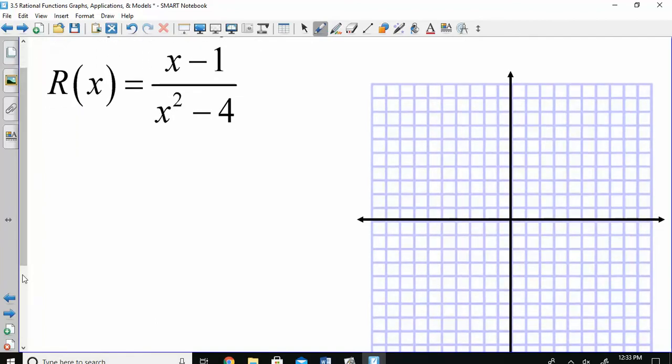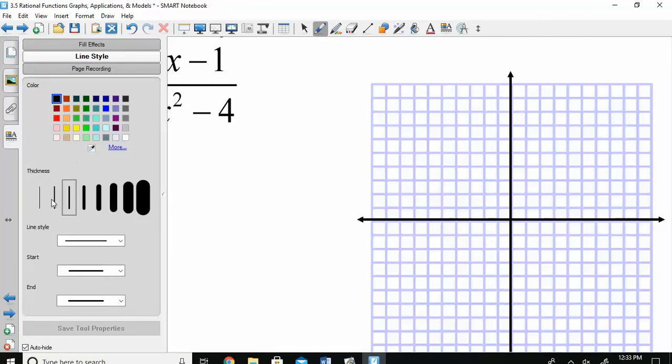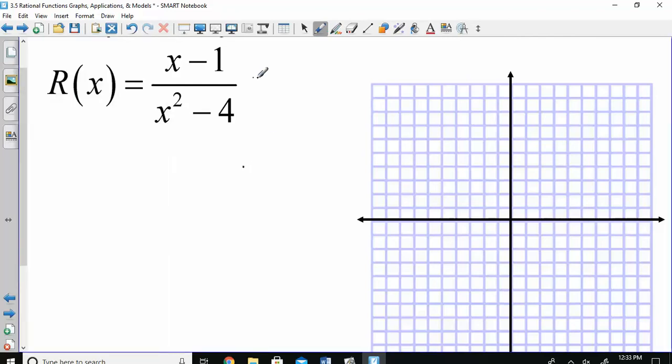So here is our first example. First step, factor and reduce if we can. So x minus 1, I can't do anything with it. X squared minus 4, we can factor difference of squares, that's x plus 2, x minus 2. Nothing cancels, so there is no hole in my graph here. So the next thing we have to do is the intercepts.